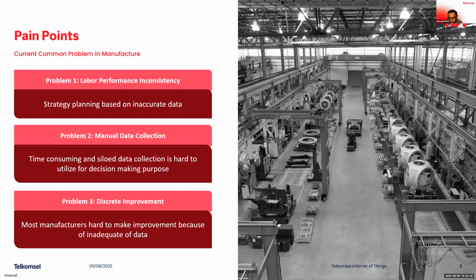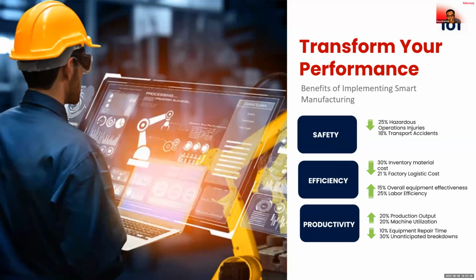So what kind of benefit can we get if we collaborate with the manufacturer by implementing a smart manufacturing solution? We can increase safety, reduce the risk of injuries and accidents, and also increase efficiency, like in inventory and cost of operation. And then we can also increase productivity, for example, production output and machine utilization.